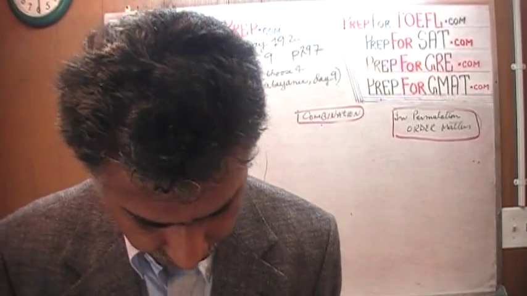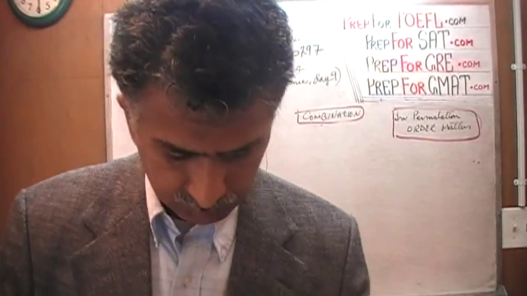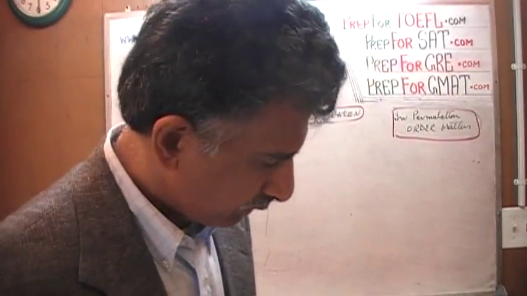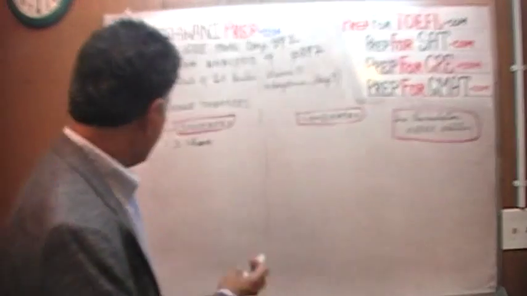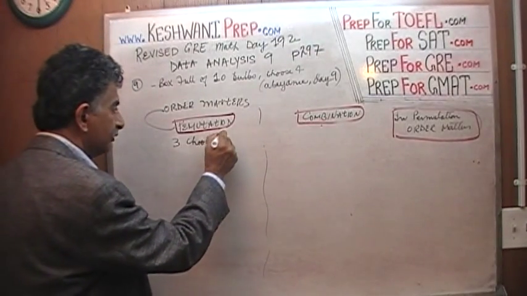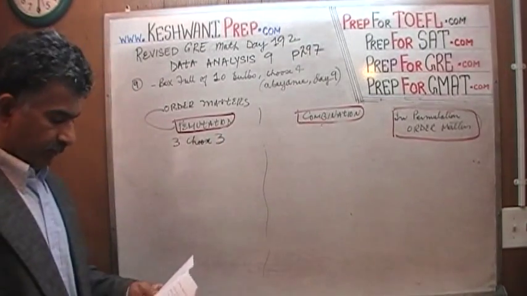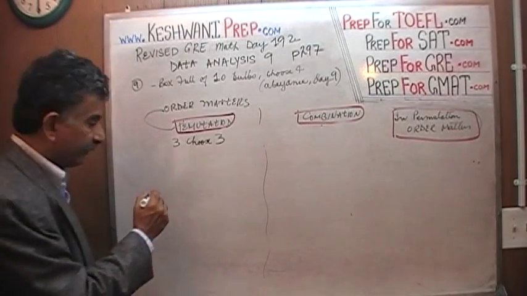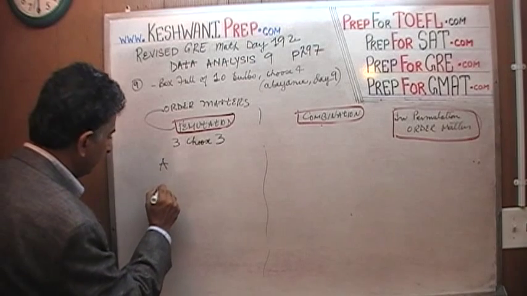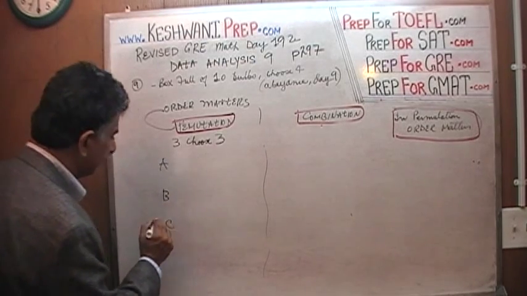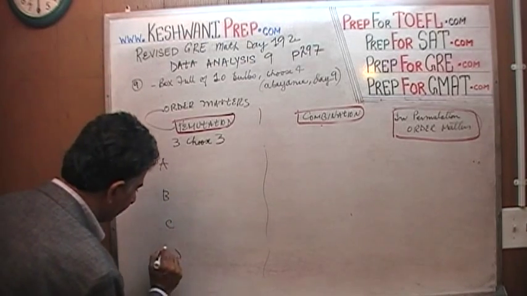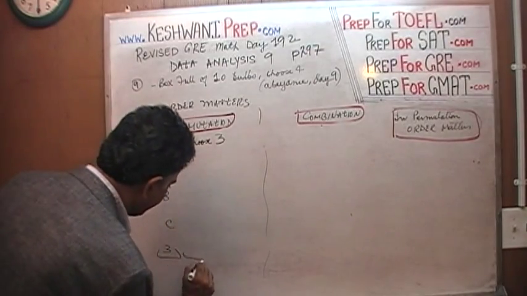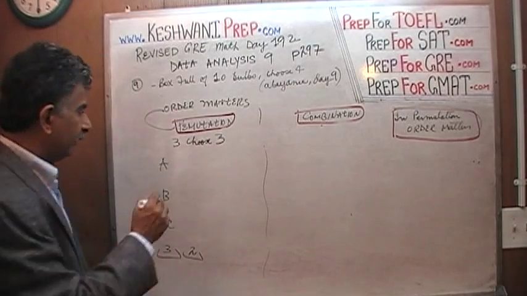Alright, let's do something a little bit more complicated now, a little bit more interesting. We have 3, and let's choose 3. 3, choose 3. How many different ways can we pick a first person? 3 different ways. A, B, and C. 3 different ways we can pick a first person. How many different ways can we pick a second person? Well, obviously 2 different ways because there are 2 people left.